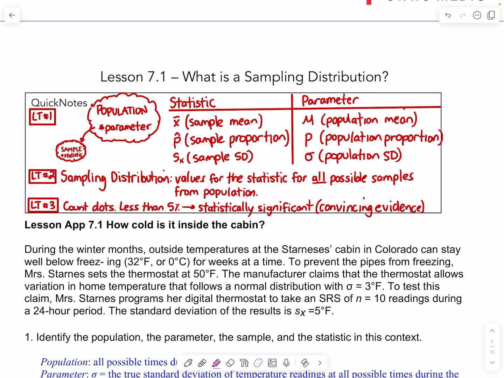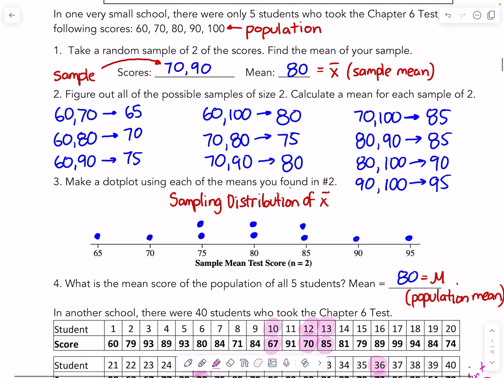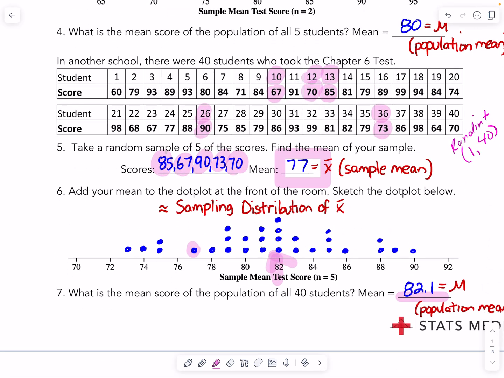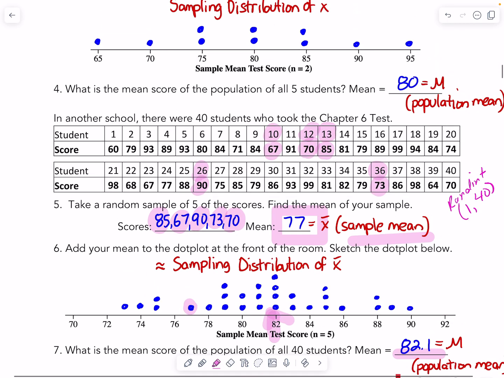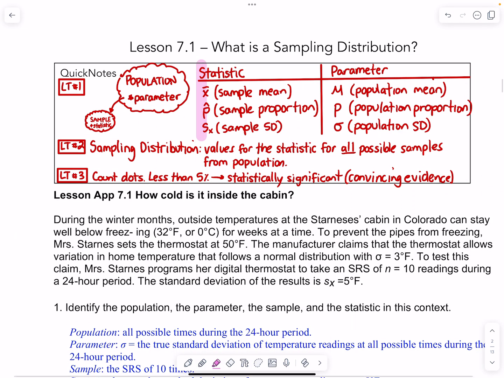So the statistics are all of these things here. A statistic is anything that I was able to calculate from my sample. The sample mean is a statistic. The population mean is a parameter, because a parameter comes from my population. So you can see the difference.